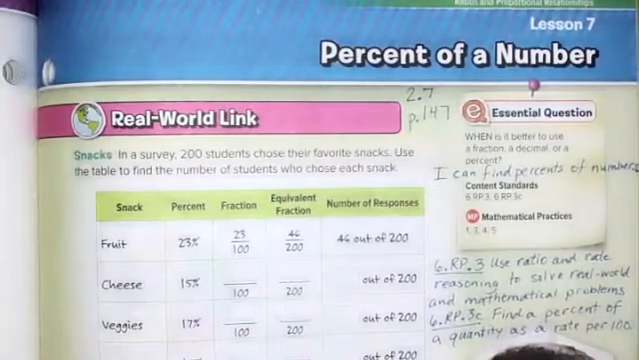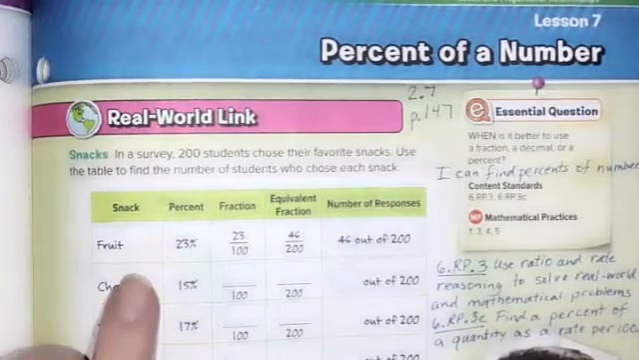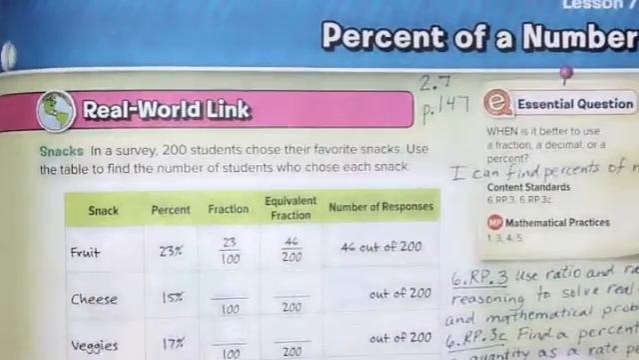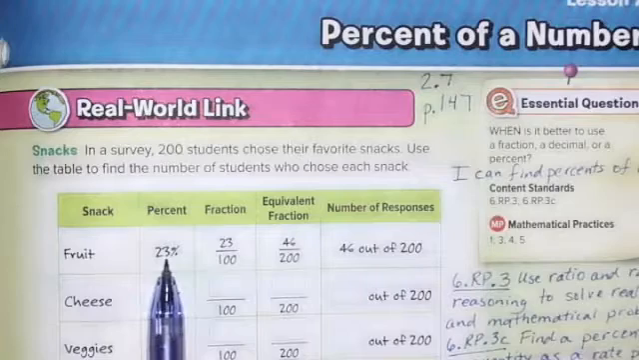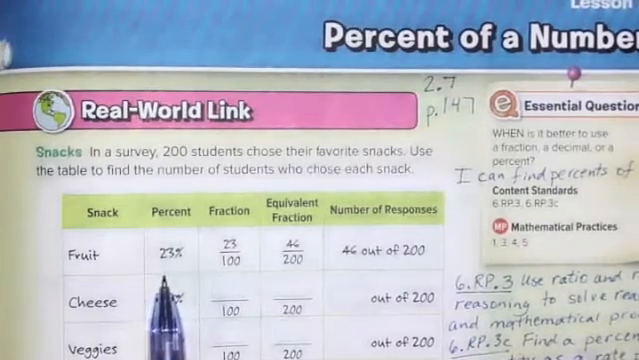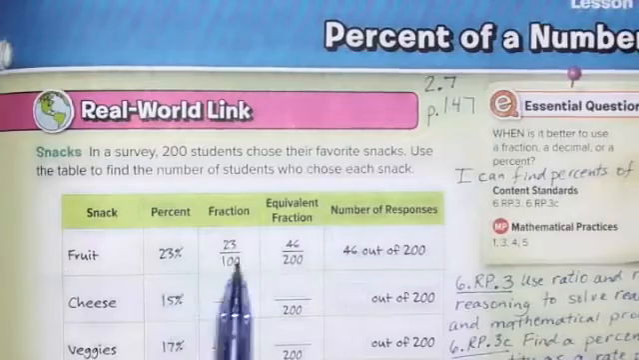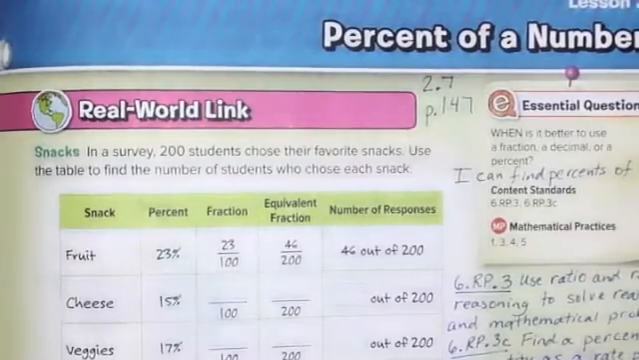Use the table to find the number of students who chose each snack. So the first row is done for us. The first row was the group of students who chose fruit as their snack. 23% of students chose fruit as their snack. 23% means 23 per 100. So 23 over 100.